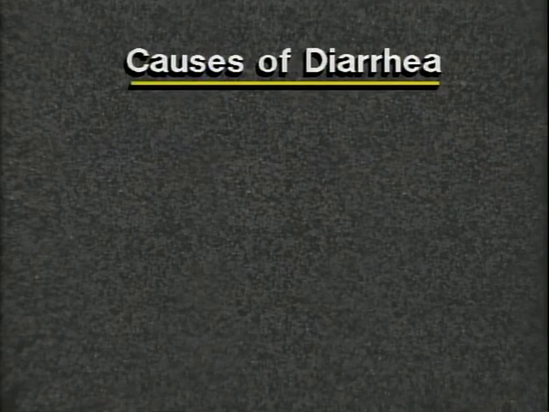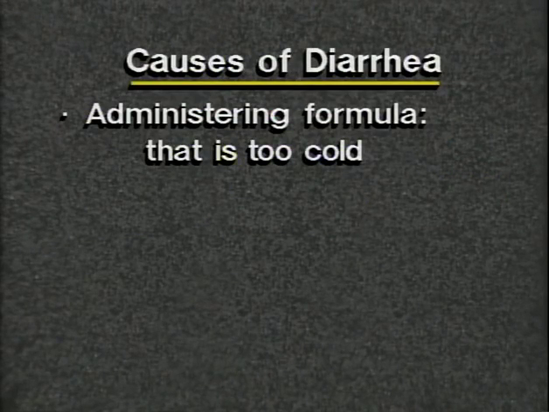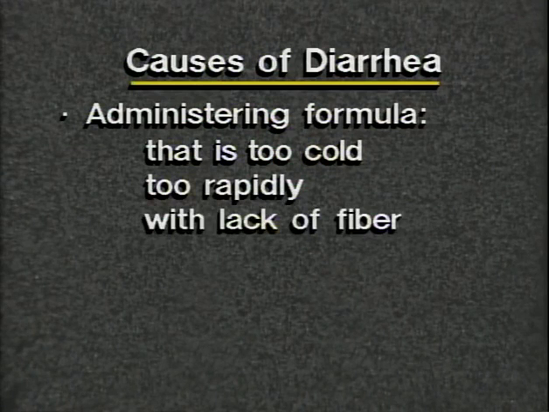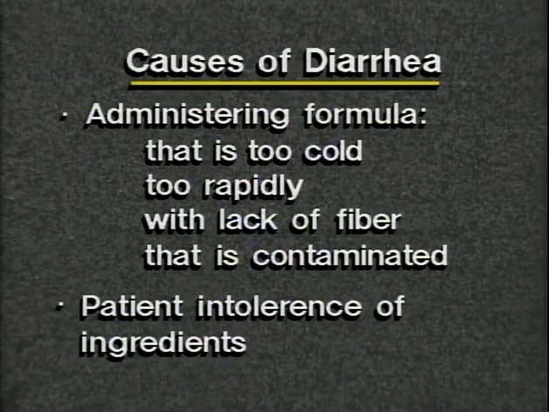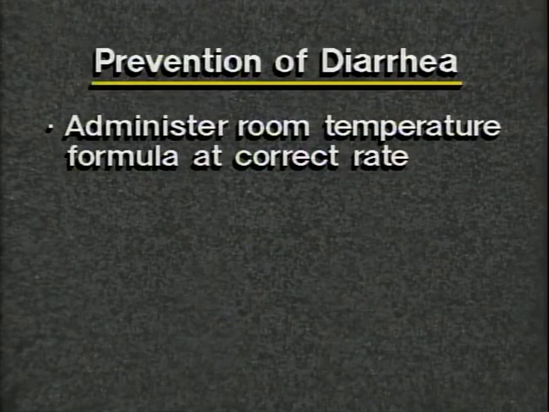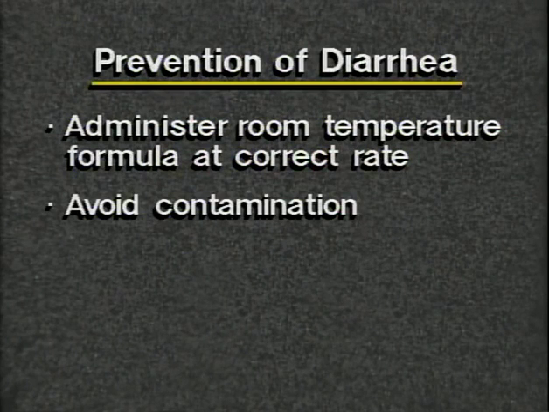Diarrhea may be due to administering formula that is too cold or at too rapid a rate, lack of fiber in the formula, product contamination, or patient intolerance of specific ingredients. Administer the formula at room temperature at the rate ordered by the physician. Avoid contamination of the formula. If the problems with diarrhea continue, the physician may order changes in the formula or the rate of administration.